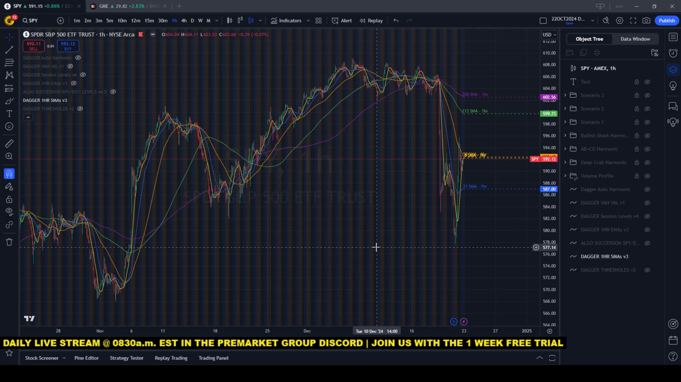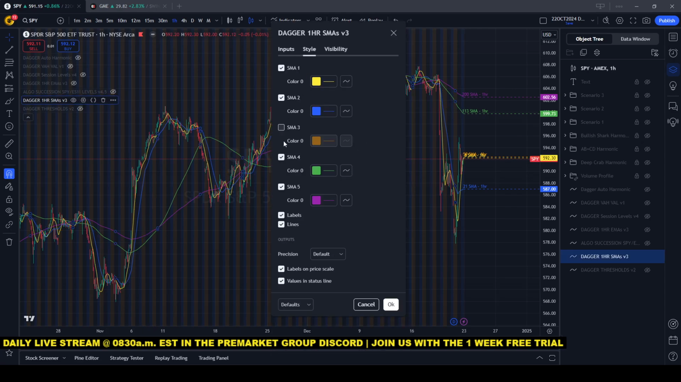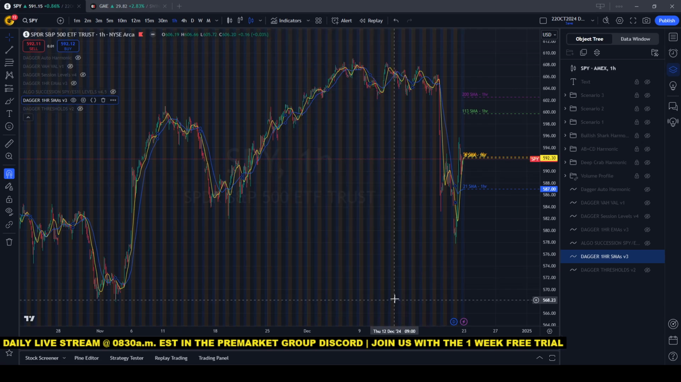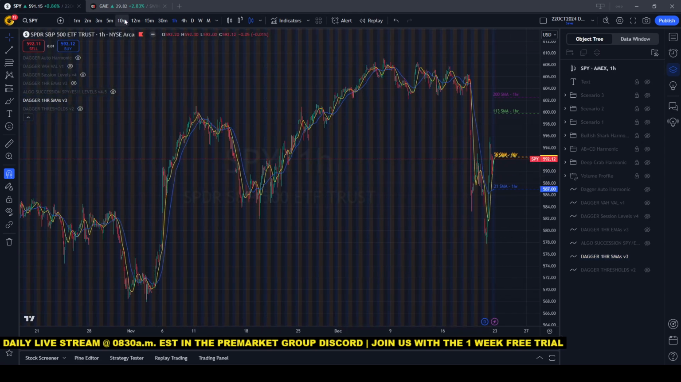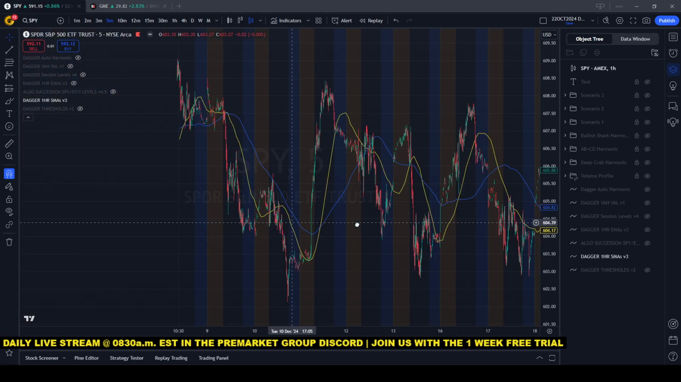Okay, so for simplicity, I'm going to turn off all the SMAs except my 8 and my 21. My 8 SMA is going to be the yellow one, and my blue SMA is going to be the 21 SMA. Okay, here we go. So trend continuation.